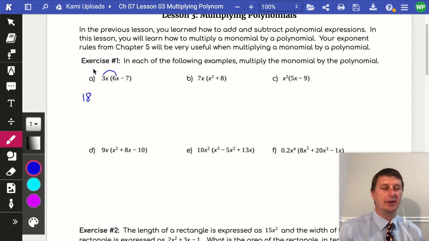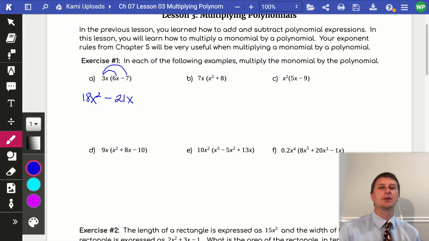This is a very important one because x times x is always going to give you x squared. When you multiply an x times an x, you get x squared. When you add an x plus an x, you get 2x. So we have 18x squared, because 3x times 6x is 18x squared. Now we have 3x times negative 7, so negative 3 times 7 is 21, and we can't forget about the x on the 3, so 21x. So when we multiply this monomial times the polynomial, we get 18x squared minus 21x.